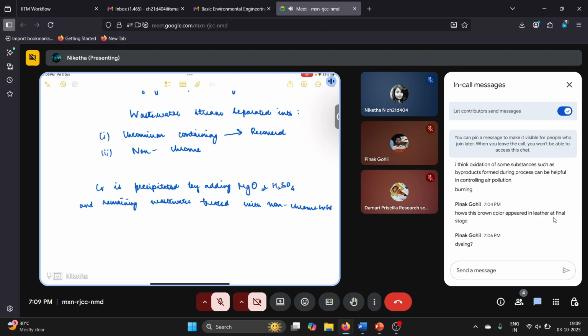So whatever chromium is there, it is precipitated by adding magnesium oxide and sulfuric acid, and it will be collected as a solid. The chromium will be precipitating at the bottom. So whatever water is remaining without chromium at the top, that will be separated and it will be mixed with the non-chrome wastewater. And the non-chrome wastewater will undergo the usual process, microbial degradation.